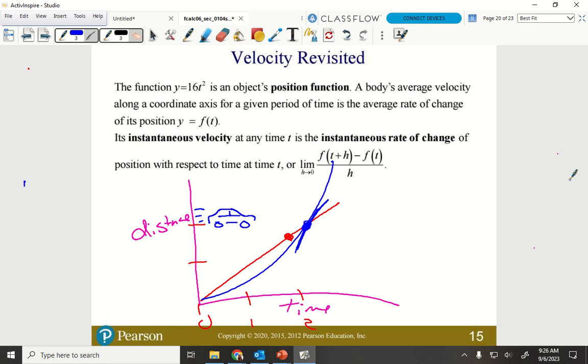So, instantaneous velocity at any time t is the instantaneous rate of change of position with respect to time, or the limit as h approaches 0. Now this time instead of f of x, it's f of t, because we're going to be dealing with functions in terms of time. A lot of these are going to be in terms of time. Everything that we talk about, position, distance, velocity, acceleration, is going to be in terms of time.